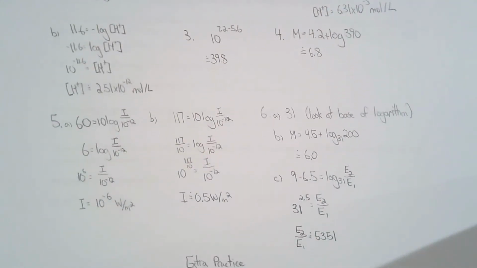Okay, number 5. The 5 gave us a nice fact. It says that if the decibel level is 0, the intensity of the sound is 1 times 10 to the negative 12 watts per meter squared, which is the threshold. So everything is relative to the threshold of sound, which is 0 decibels.